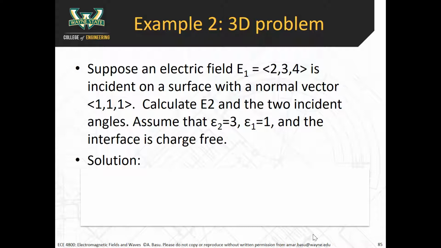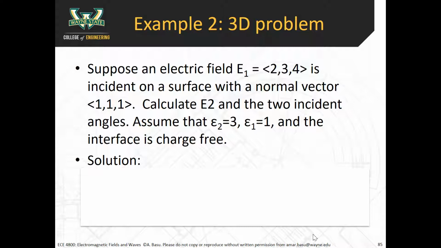All right. So this is the most general problem I can give you for types of problems on boundaries. So the problem is you're given an electric field, E1, and it's incident on a surface with normal vector 1, 1, 1. There's a lot of things we have to consider in this problem.